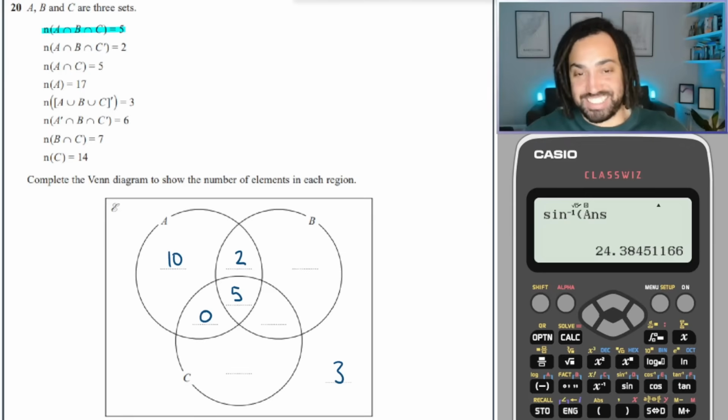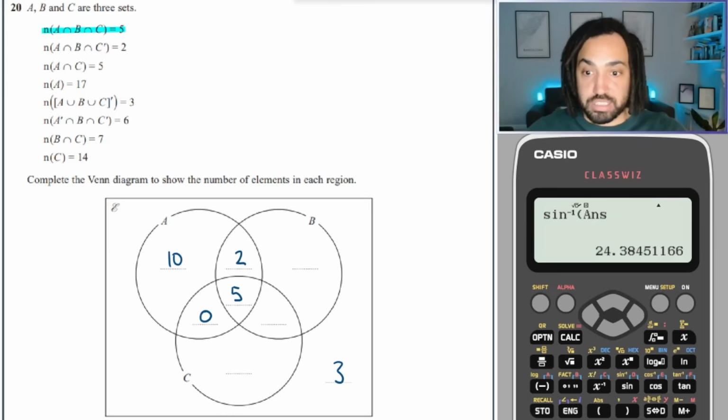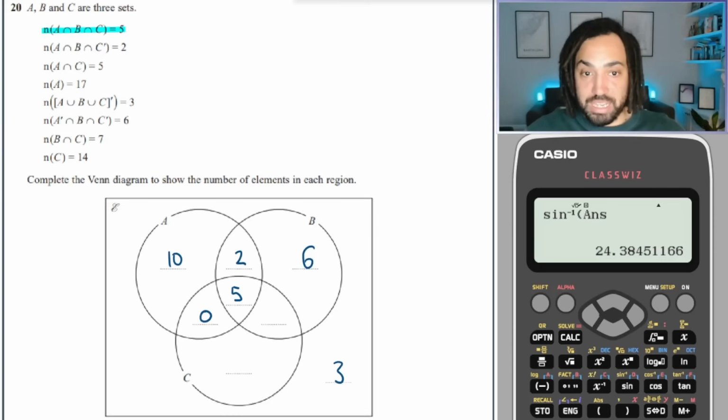This question is so tricky. The number of elements that are not in A, and in B, and not in C is 6. So that must be this area here, because these are all the ones which are in B and are not in A and are not in C. So they can't be in any other place other than just only in B.